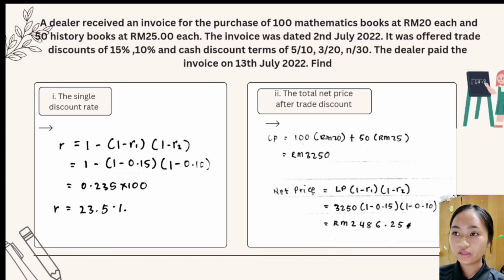Now, to get the total net price, we will use the chain discount formula, which is net price equals list price multiplied by (1 minus R1) multiplied by (1 minus R2). So 3,250 multiplied by (1 minus 0.15) multiplied by (1 minus 0.10). The answer we get is 2,486 ringgit and 25 cents.